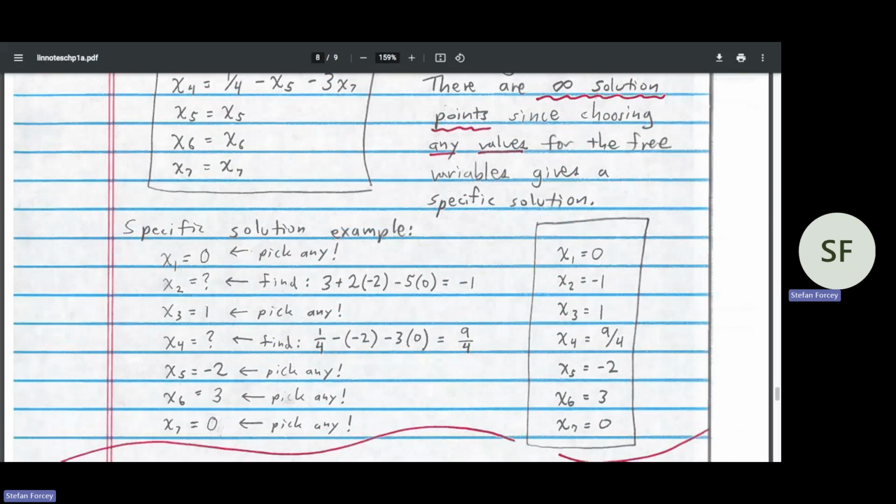Now you can go back and check that that's a solution of the original system of equations. However, this time I didn't have one. I just showed you the row reduced echelon form.